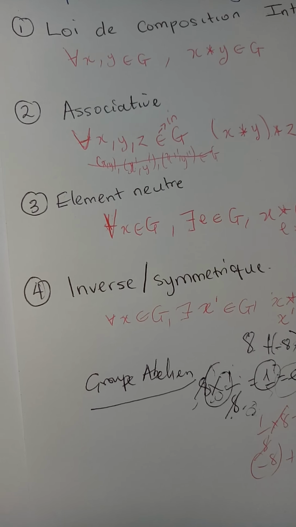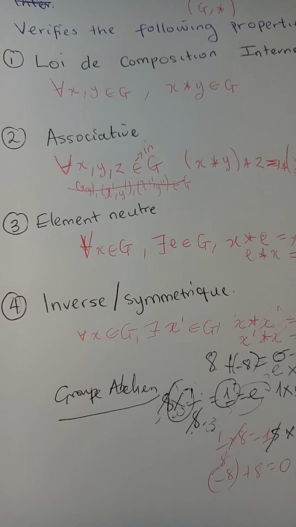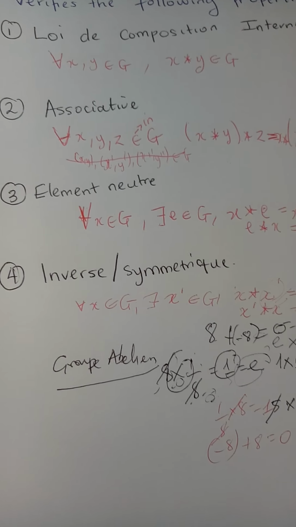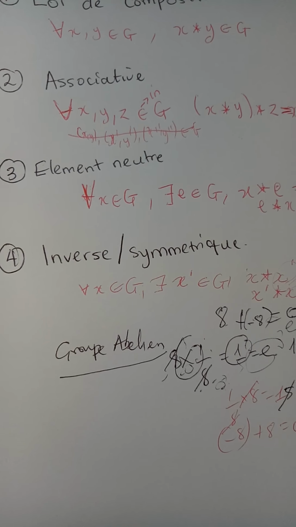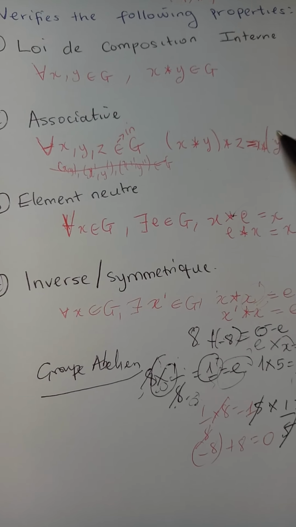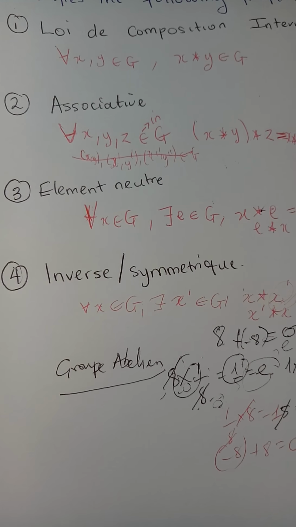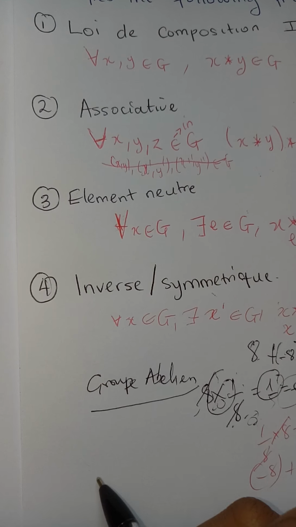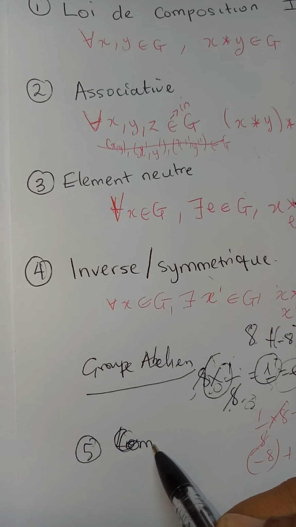Groupe abelien. To prove it, they tell you: montrer que cette loi de composition interne associée avec un groupe, montrer que c'est un groupe abelien. To prove that it's a group abelien, tout simplement, you verify these four properties: loi de composition interne, associative, element neutre, inverse or symmetric. And in addition to these four, the fifth thing you will now verify is that it is commutative.